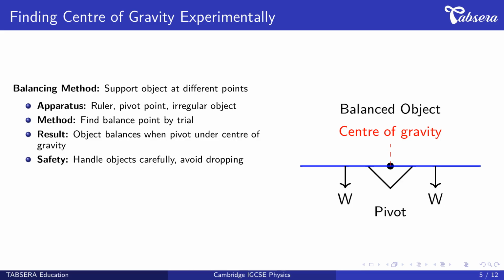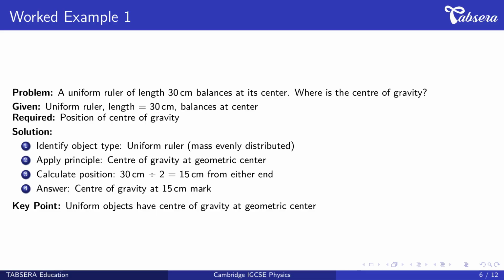First, place the pivot under the object at an estimated position. Second, observe if the object tilts or remains level. Third, move the pivot until perfect balance is achieved. Fourth, mark this balance point. The result shows the object balances when the pivot is directly under the centre of gravity. Safety is important. Handle objects carefully to avoid dropping them. The diagram shows a balanced object with the pivot positioned exactly under the centre of gravity, marked by the red dashed line. Let's work through our first example.